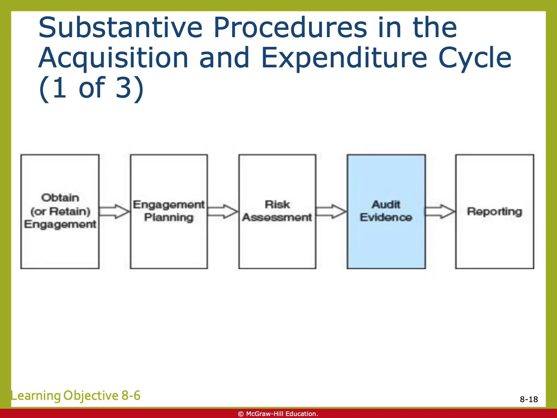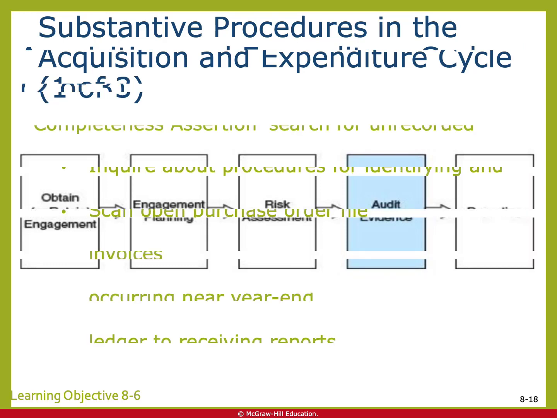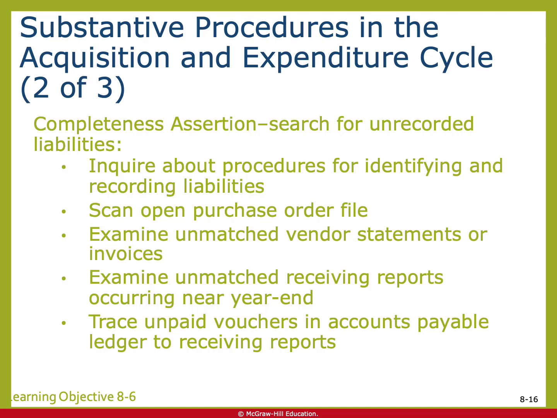The nature and extent of audit evidence, again, depends on the assessed risk, materiality, and specific characteristics of the client's operations. The completeness assertion is a significant risk in the acquisition and expenditure cycle, and it pertains to the concern that all transactions and accounts that should be recorded in the financial statements are in fact included. The completeness assertion is crucial because the omission of transactions or accounts can lead to an understatement of liabilities and expenses, resulting in a material misstatement in the financial statements.